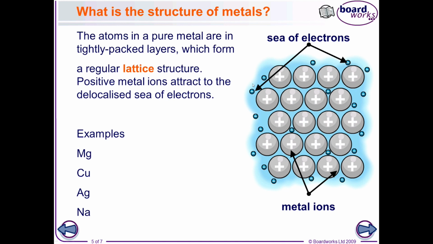And that's very, very important because when you're asked what is a metallic bond, you need to be aware that the positive metal ions attract to the delocalized sea of electrons, and that's where the bond actually comes from. So examples of metallic structures, there are many of them, but I've just picked a few from the periodic table. It's just any element that is a metal, so magnesium, copper, silver and sodium, all of them have metallic bonding because they're metals on their own, and therefore have metallic bonding.